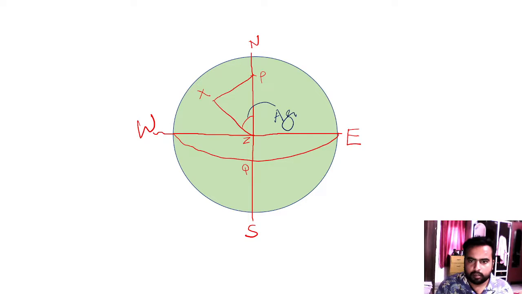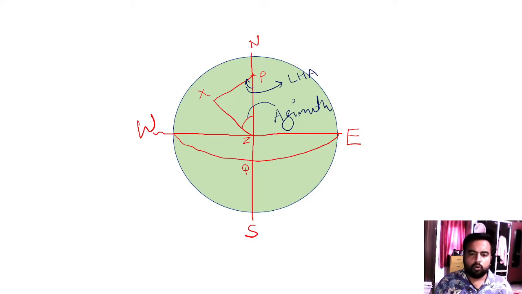We can write azimuth of the body. This angle is azimuth, and this angle, westerly, is our LHA, which means local hour angle of our body. This angle is LHA.